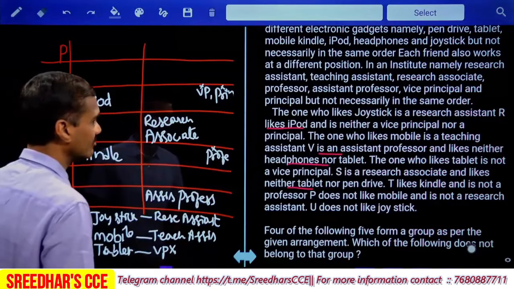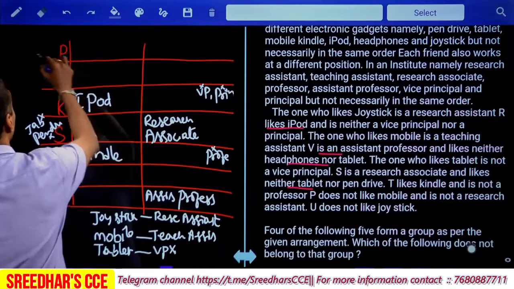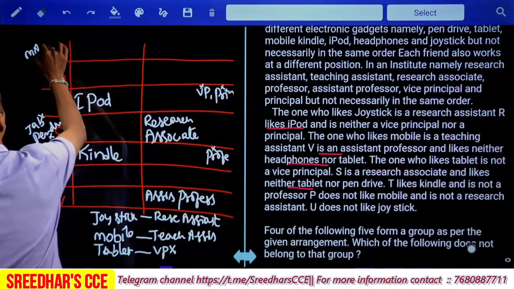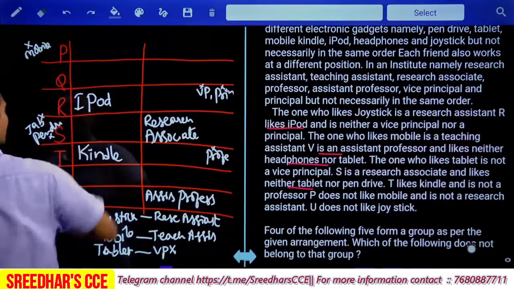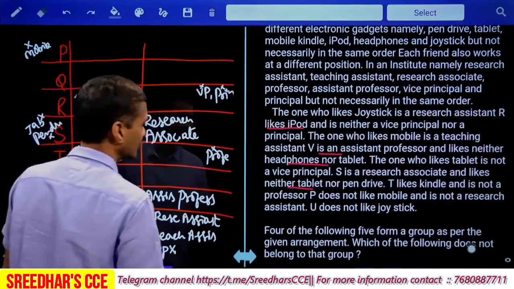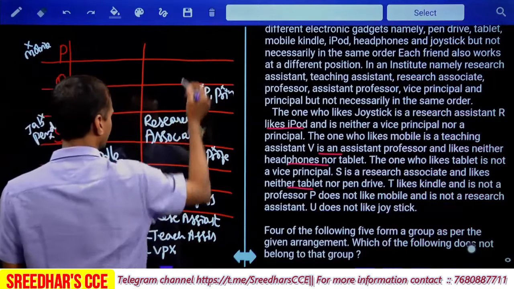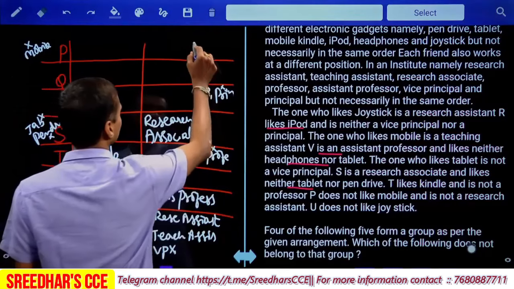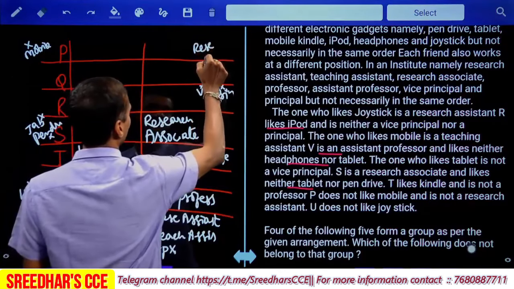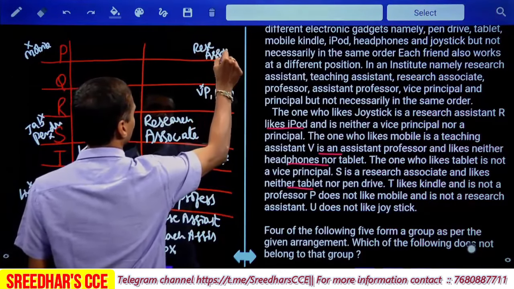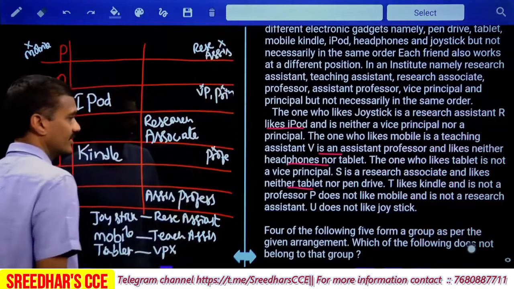P does not like mobile. Hence write down mobile and put a cross. P does not like mobile and is not a research assistant. Now this person is not a research assistant. Research assistant is also ruled out. This person cannot be research assistant, isn't it?